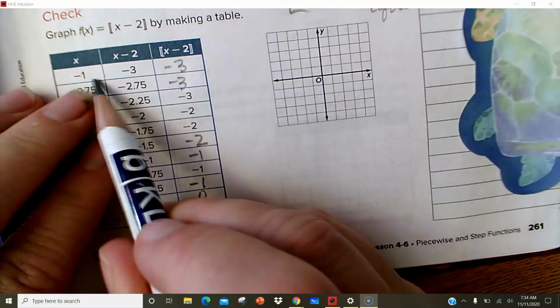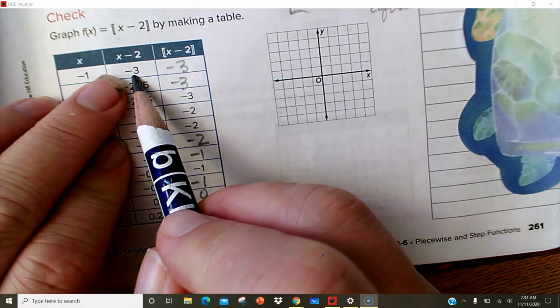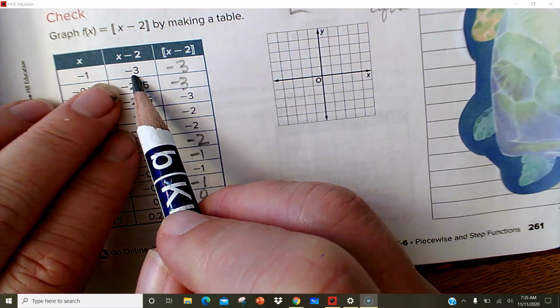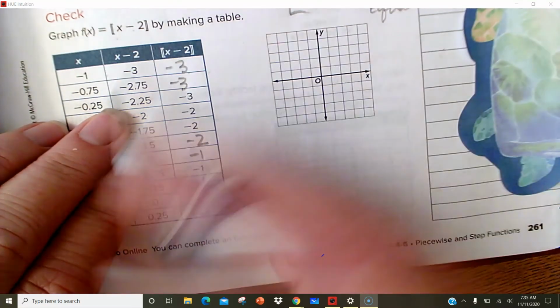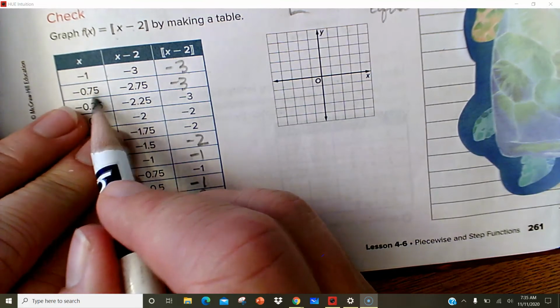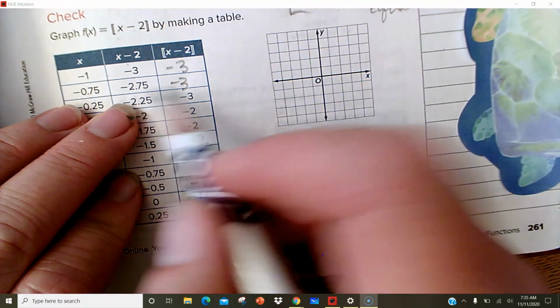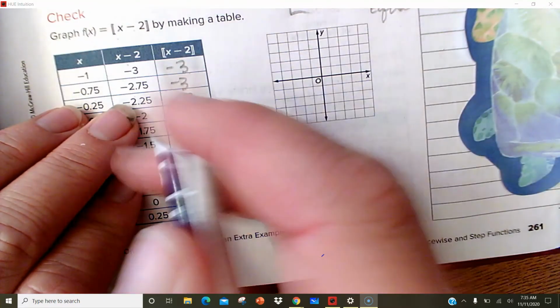Okay, so if you put in -1 minus 2, you're going to get -3. If you round down, the lowest integer would be -3. So you always want to round down. Then -0.75, and -0.75 minus 2 is -2.75. Again, I'm going down to -3. It's going further away from 0. It's the least integer that we happen to have.